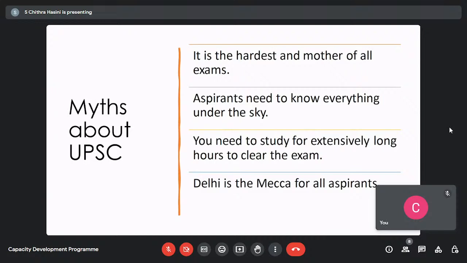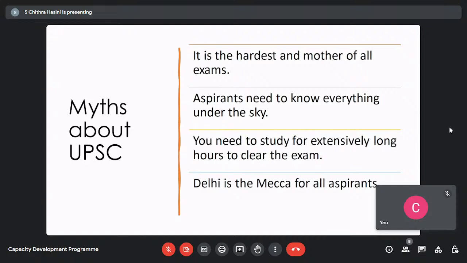Every exam is tough in its own way, but UPSC is believed to be tough because the competition is tough. Because 1,000 posts are there and 10 lakh people are applying for that exam. That makes it tough. The exam is not tough. You have a prescribed syllabus. UPSC doesn't ask you anything out of it. They are connected in some way or the other to it. So don't believe this myth. This is the biggest myth of the UPSC.